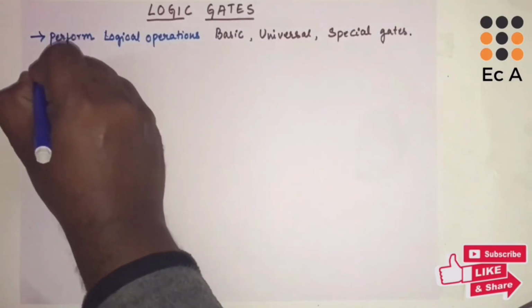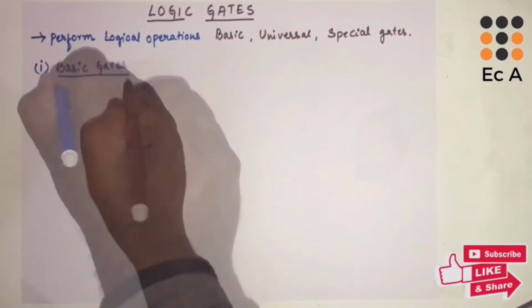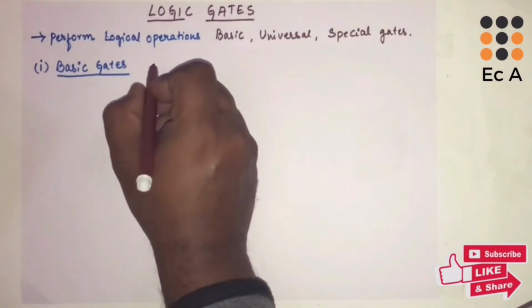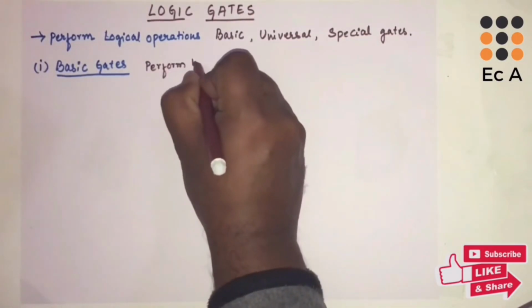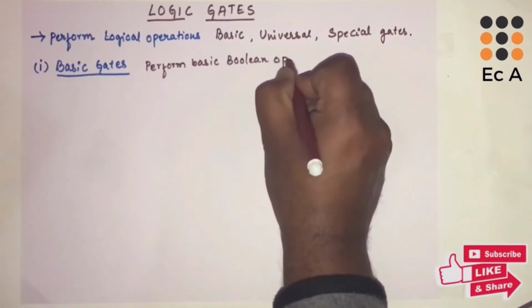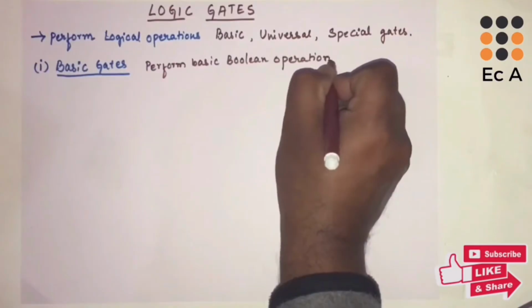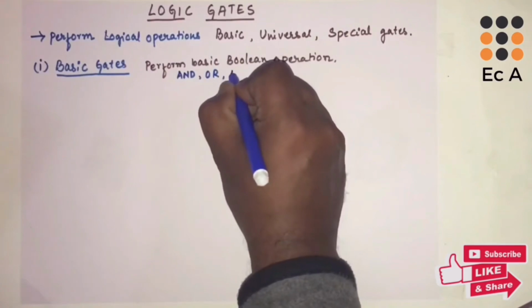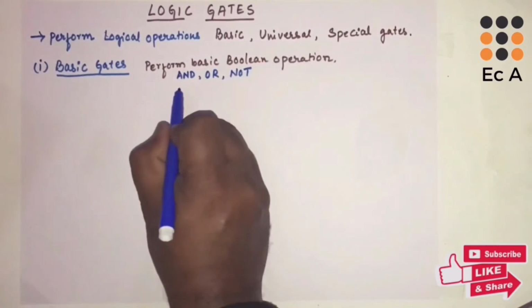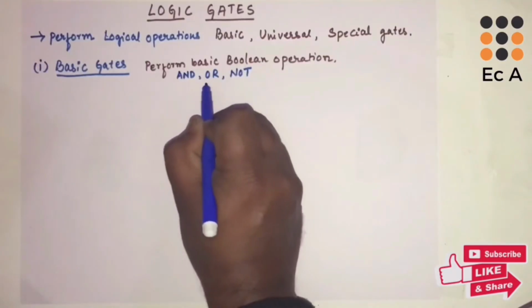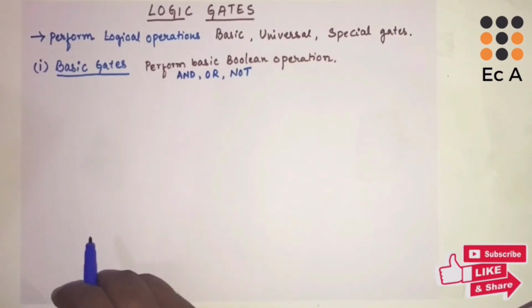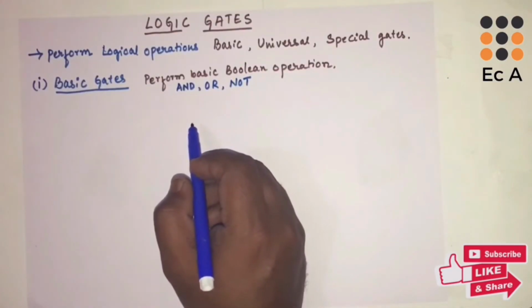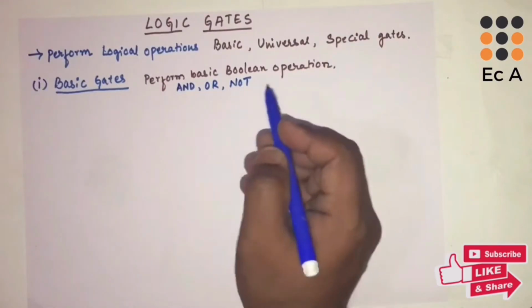First let us see the basic gates. Basic gates perform basic Boolean operations. The basic Boolean operations are AND operation, OR operation and NOT operation. Based on these basic Boolean operations, we can classify basic gates as AND gate, OR gate and NOT gate.